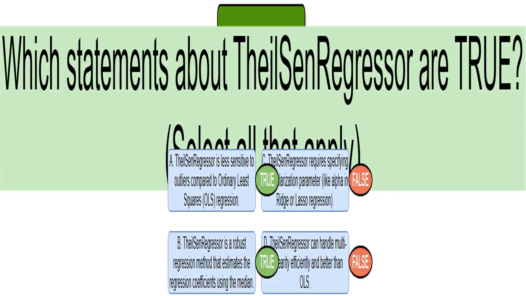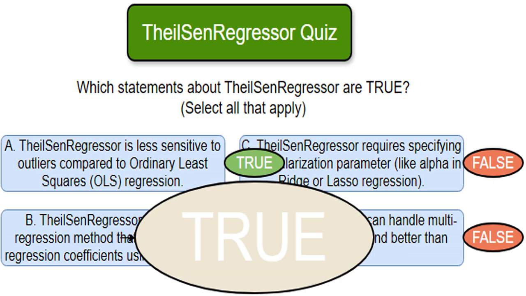TheilSenRegressor. This question asks us to identify correct statements about TheilSenRegressor, a robust regression method from Sklearn. I'll examine each statement to determine its accuracy. It tests your understanding of TheilSenRegressor's key features. Let's dive in. Statement A is correct. TheilSenRegressor is less sensitive to outliers than ordinary least squares, OLS, regression because TheilSenRegressor uses a median-based approach, which is much less influenced by extreme values than OLS's reliance on the mean. I found this to be true after reviewing how TheilSenRegressor works.